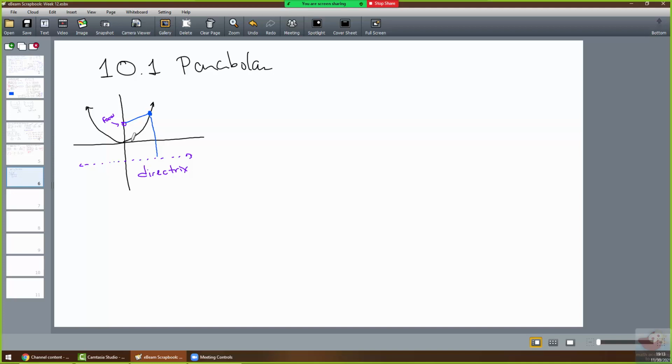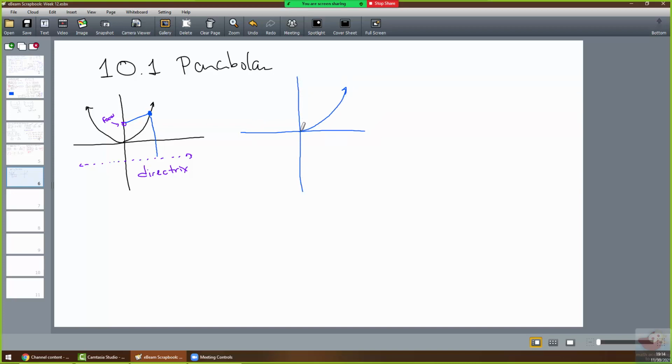We're going to have 4 types of parabolas. The first 2 have the vertex on the origin, and the other 2 have the vertex somewhere else. So if you remember back in 1.1, we had h and k for our circle. Same deal. They come back to say hello in this chapter. Apparently they're British.